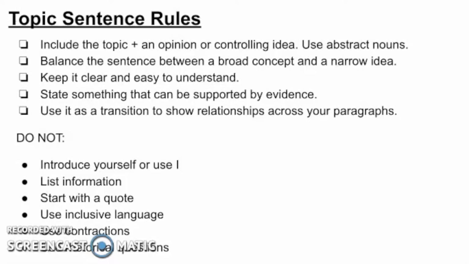Do not introduce yourself or use I. List information. Start with a quote. Use inclusive language. Use contractions or rhetorical questions. So let's have a look at what that looks like in more detail.